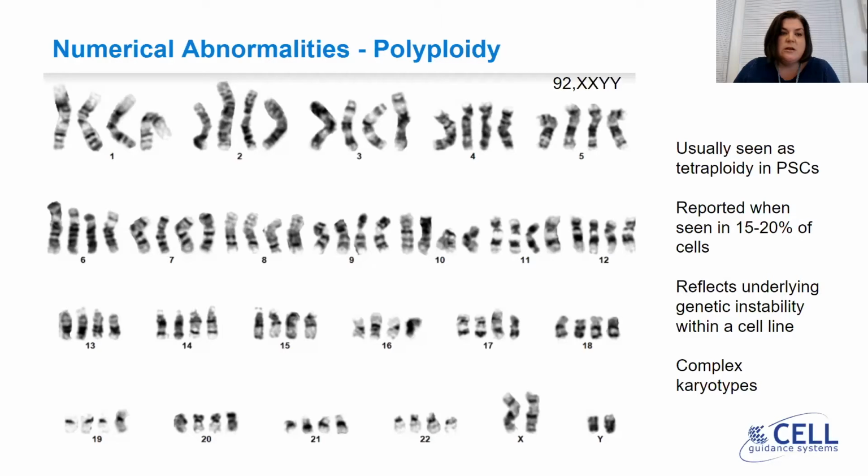Within cell culture, up to about 10% of cells being polyploid is considered normal. We report them when we see at least 15 to 20%, and that's especially if they are tetraploid, which is 4N or higher.